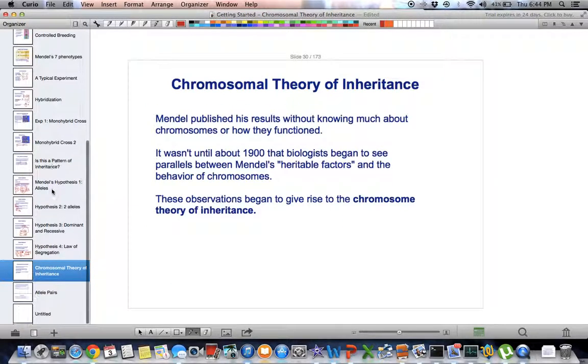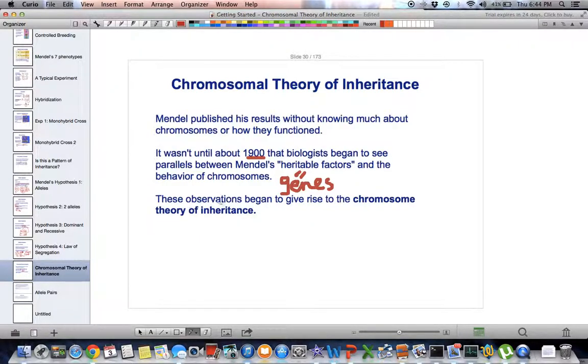Alright, let's go to the last part of this presentation, which is the chromosomal theory of inheritance. Now, Mendel, he published his results without knowing much about chromosomes, or anything about DNA for that matter. But it wasn't until the 1900s that people started to wonder if Mendel was right. Okay, he called them at the time heritable factors, but they're actually what's known as genes. At the time he called them heritable factors because that's what he identified them as, but that's what they're commonly known by in our scientific language.